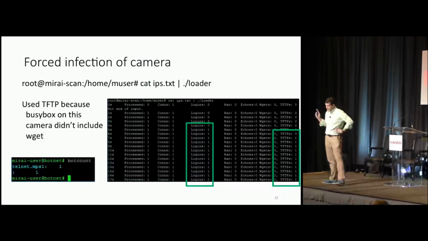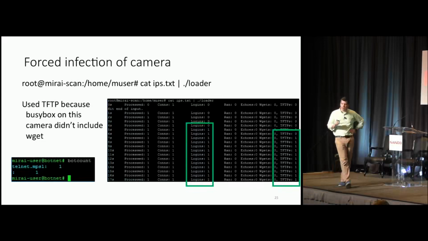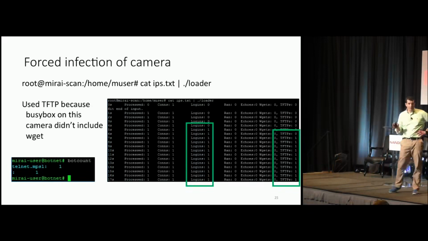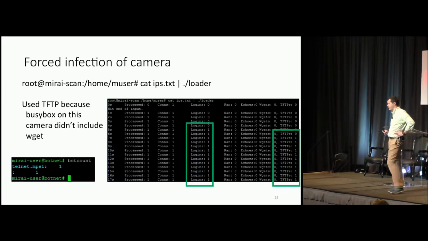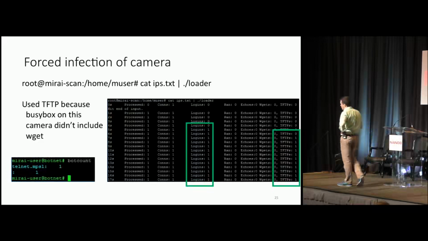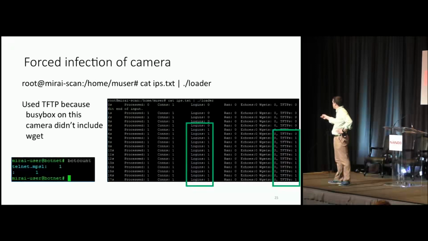So I gave an example of the loader earlier. This is where I'm doing the infection process of the device. And this was actually very useful to be able to cat or pipe in IP addresses and known credentials of the box that I wanted to focus on. What I'm showing here is that in the loader process, I start, nothing's logging in. Okay, now I've got one login. And if this were the overall loader process, I could see that I've got 20,000 logins here, you know?